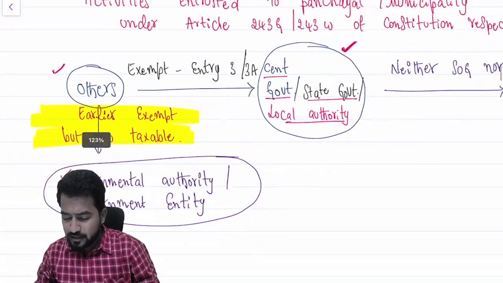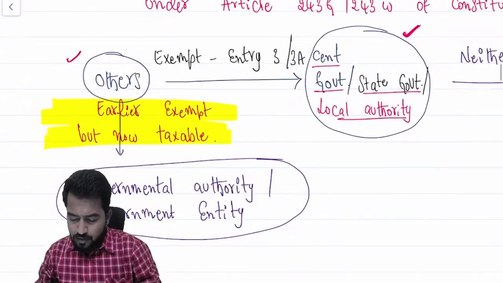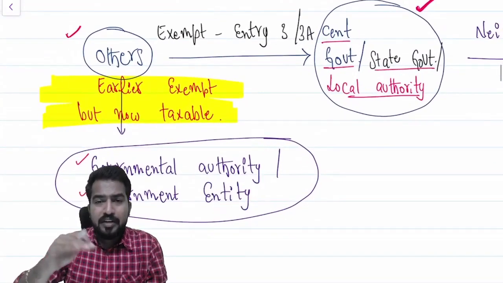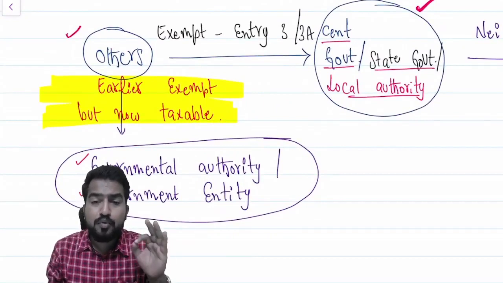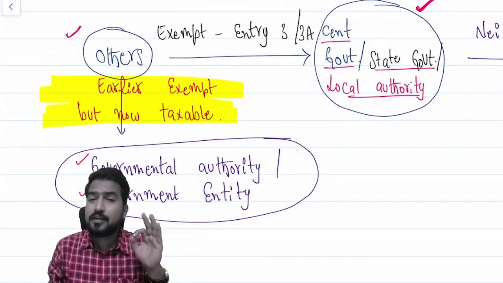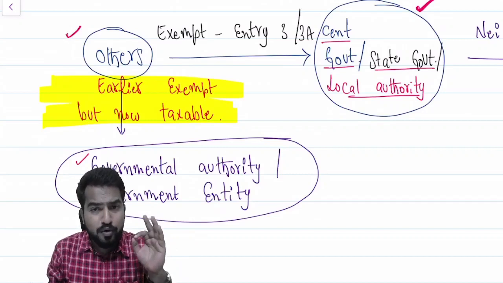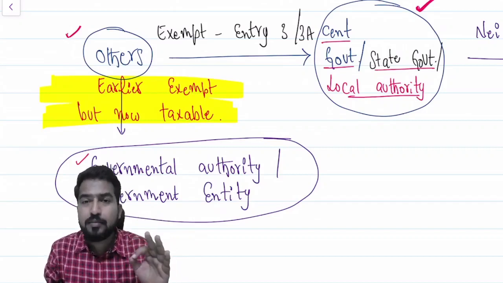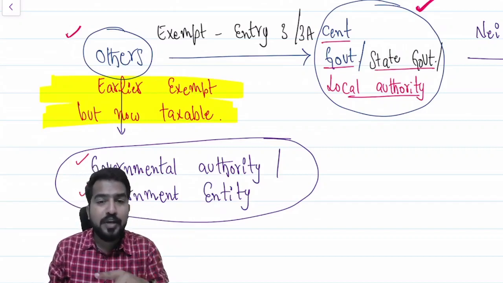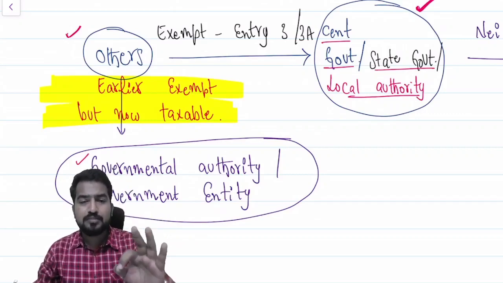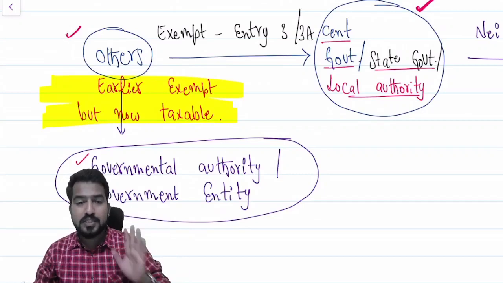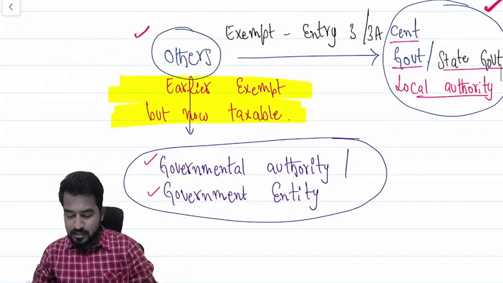So, please understand, if the private entities are providing any services in relation to functions entrusted to a panchayat or municipality under Article 243G or 243W of the Constitution, it is provided to a governmental authority or government entity. Earlier there was an exemption, now that exemption has been withdrawn. So that is the amendment here. Clear, my dear friends?